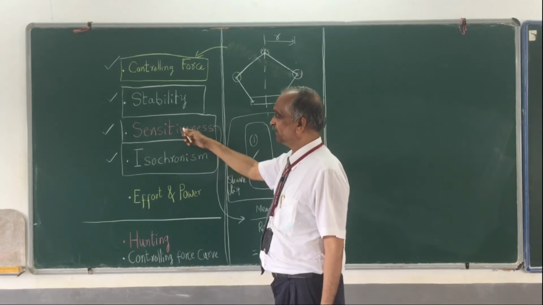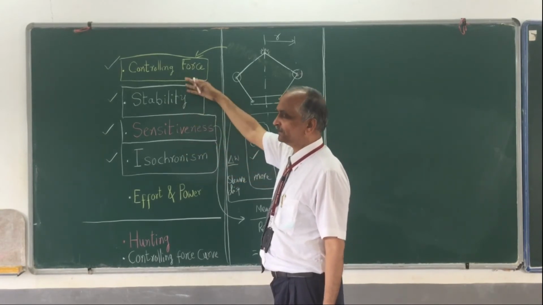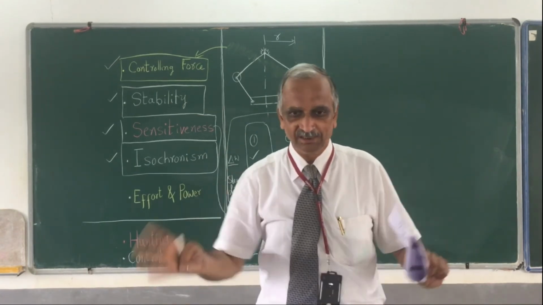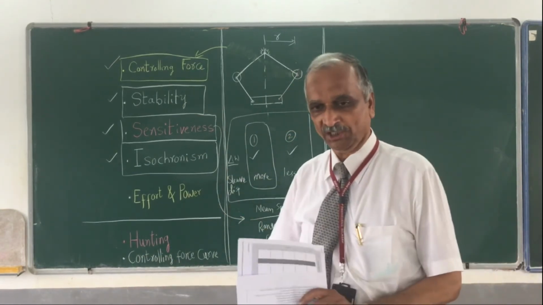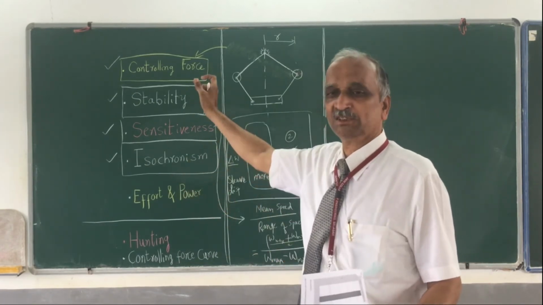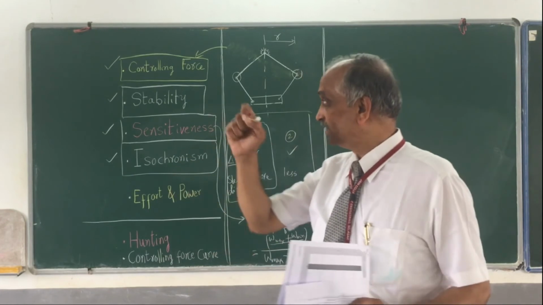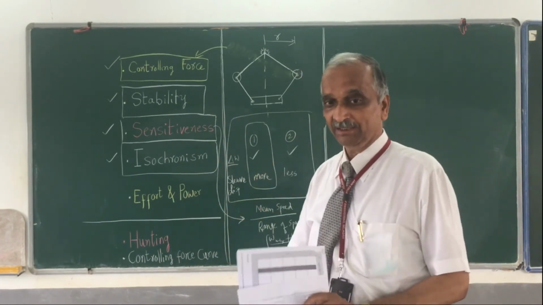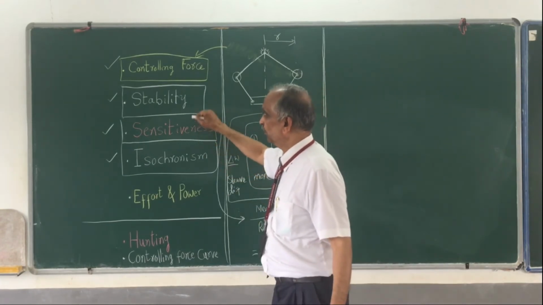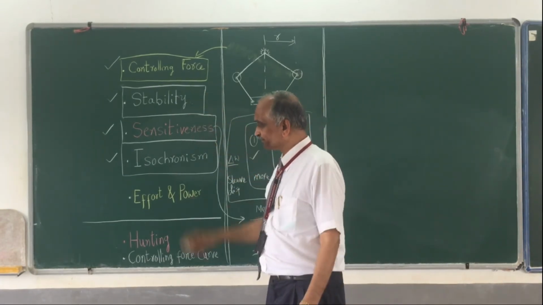If sensitivity is too much, then stability is less. Sensitivity and stability are reciprocal to each other. If your sensitivity is very less, then stability is more. If your sensitivity is very high, then stability is very small. These two go reciprocal to each other.